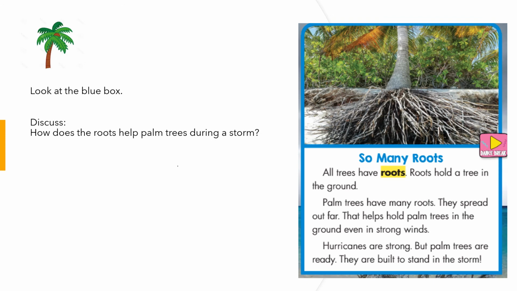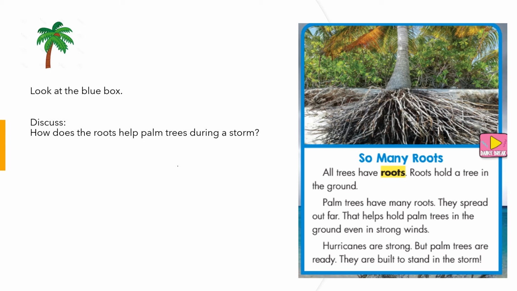Look at the blue box. The heading is in blue letters. So many roots. All trees have roots. Roots hold a tree in the ground. Palm trees have many roots. They spread out far. That helps hold palm trees in the ground, even in strong winds. Hurricanes are strong, but palm trees are ready. They are built to stand the storm.